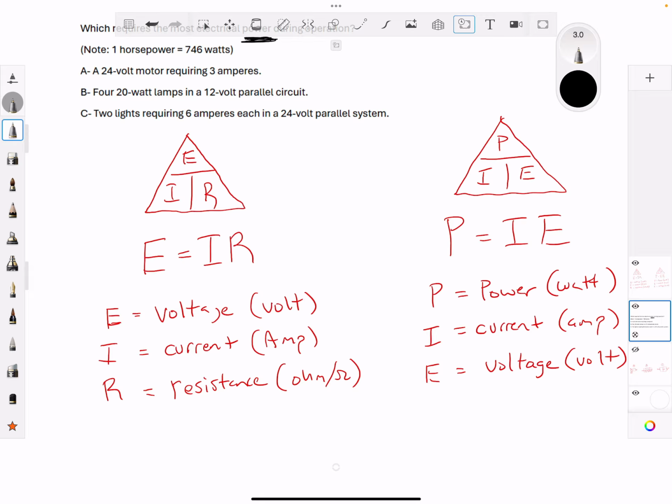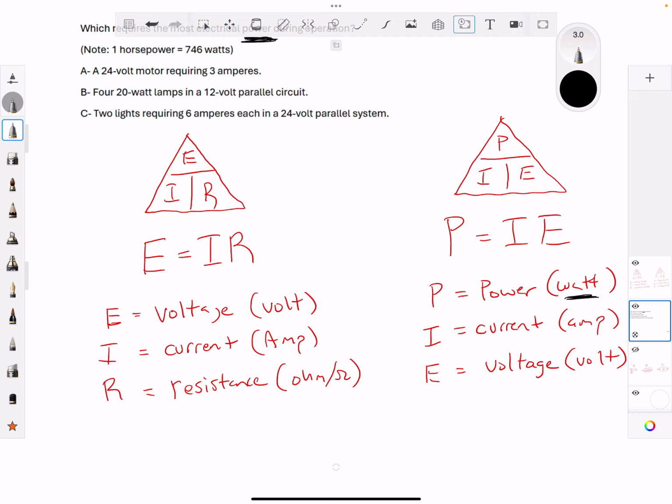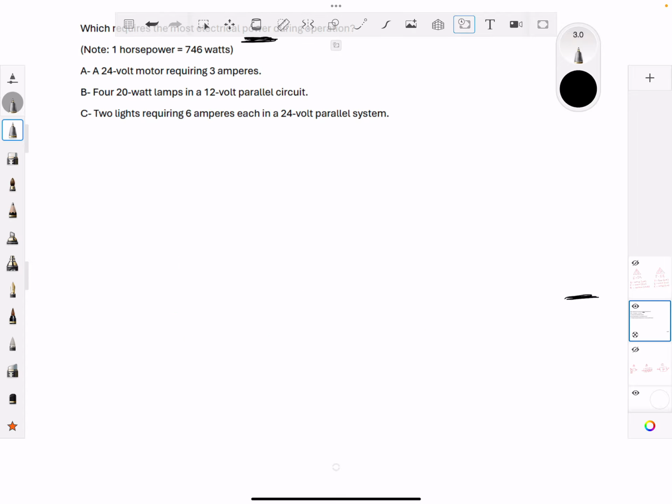We have current in amps, and that's I. R is resistance in ohms. P is power, so that's the key word. We should have read that problem. We should have seen power, and we should be thinking watt, right? We're looking for the watt. Then we have I is current, E is voltage. So E = IR and P = IE, those are the two equations you need to be familiar with.